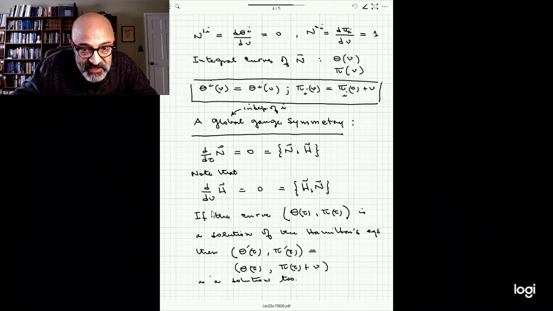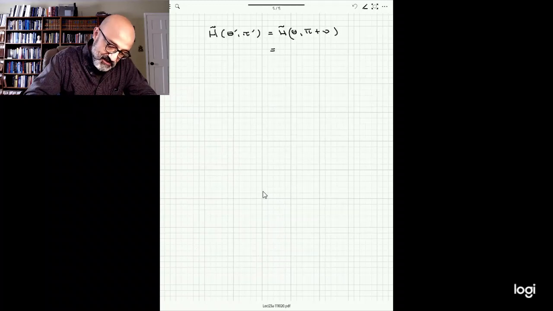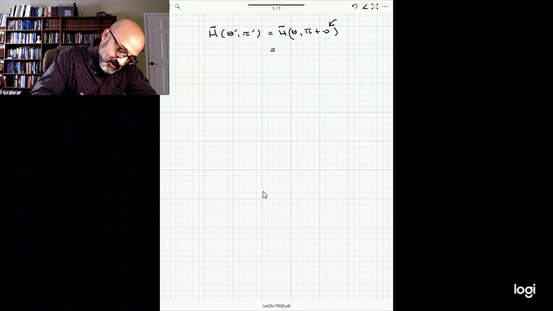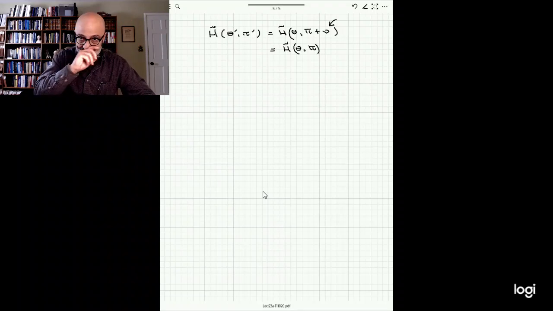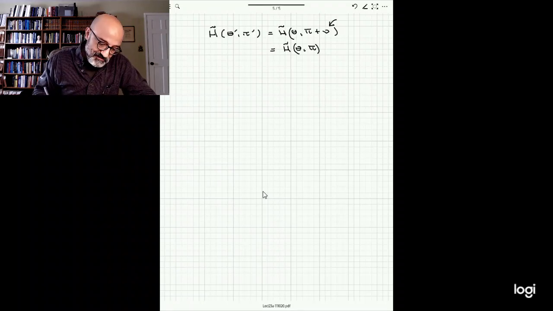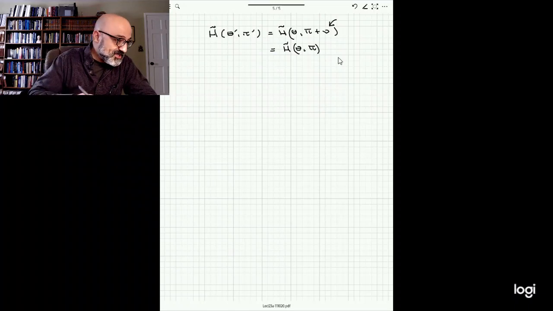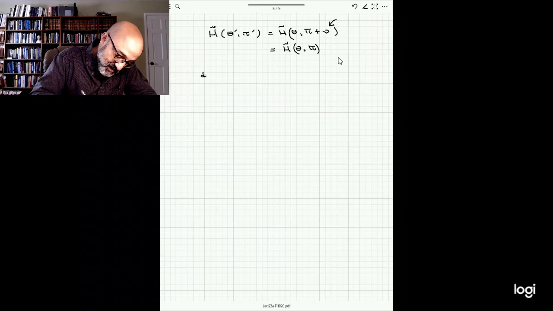But the fact that H is independent of nu means that here I can write any value of nu I want, including 0. So that's what it means. The Hamiltonian is exactly the same whether you write it with primes or without primes. And so now we can figure out what the new trajectories are.